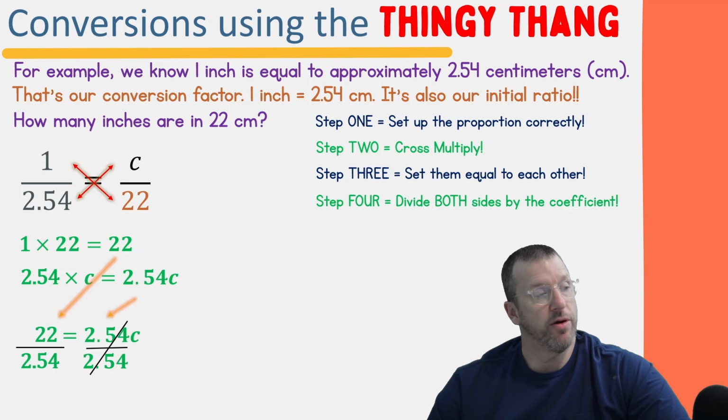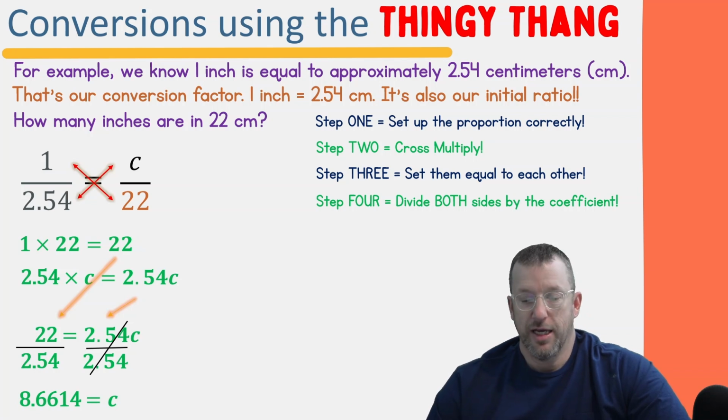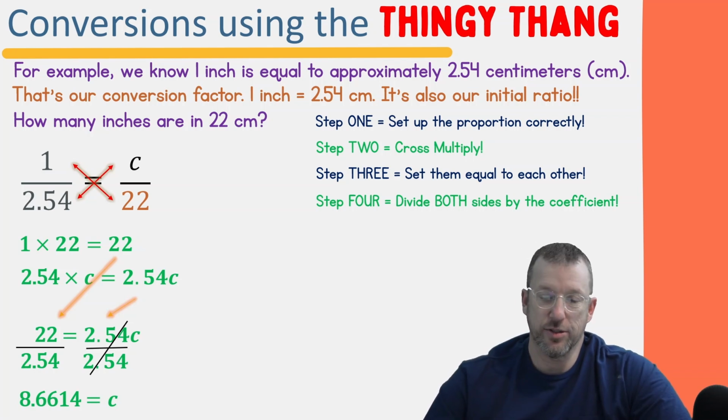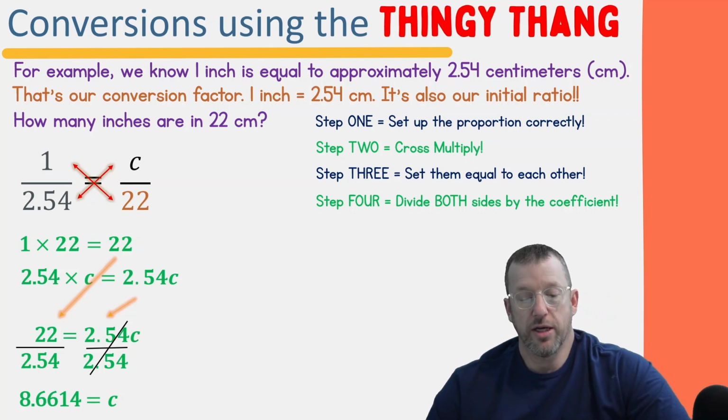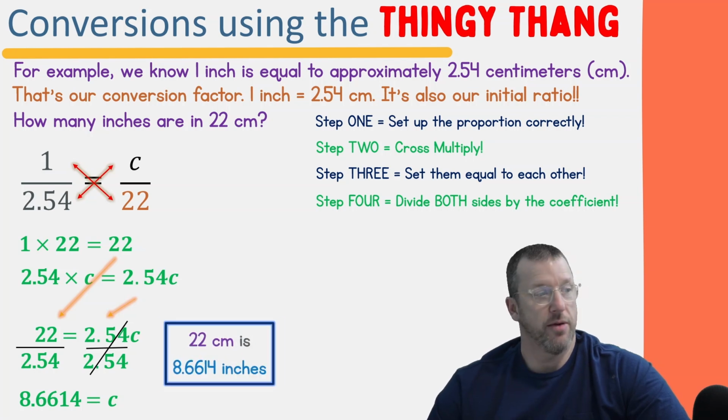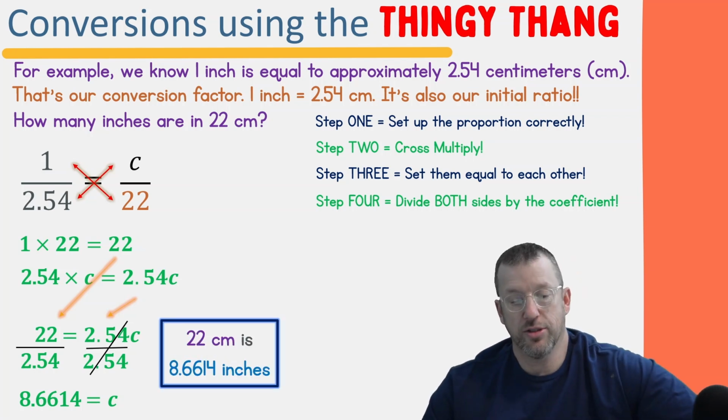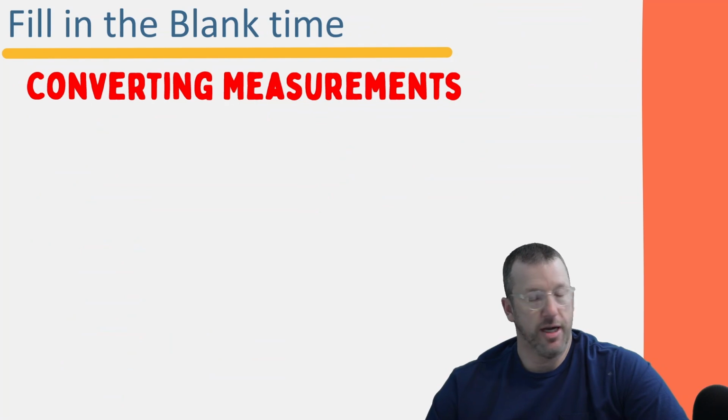What I get is 2.54 divided by 2.54 equals 1. So I have 1C, which I don't need to write the 1 in front of. It's just C. And on the other side, I have 22 divided by 2.54. Since that one side canceled out, we can say C equals 8.6614. What does that tell us? 22 centimeters is equal to 8.6614 inches. Beautiful.